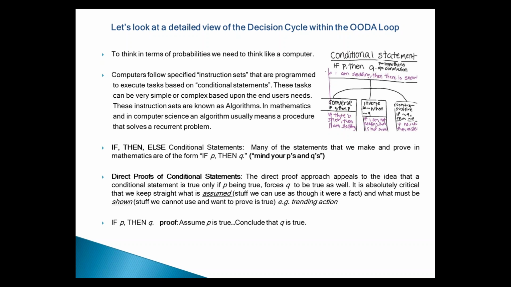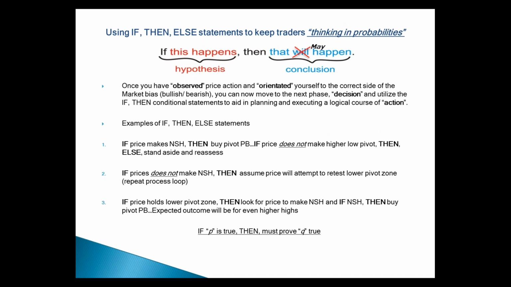I'm going to show you some examples here exactly what we mean by this, all right? So don't get too crazed with the P's and the Q's, but understand that if the assumption is P is true, then you want to conclude that Q is true, all right? And if it's not, then we do something else with it. So the if, then, else statements keep traders thinking in probabilities.